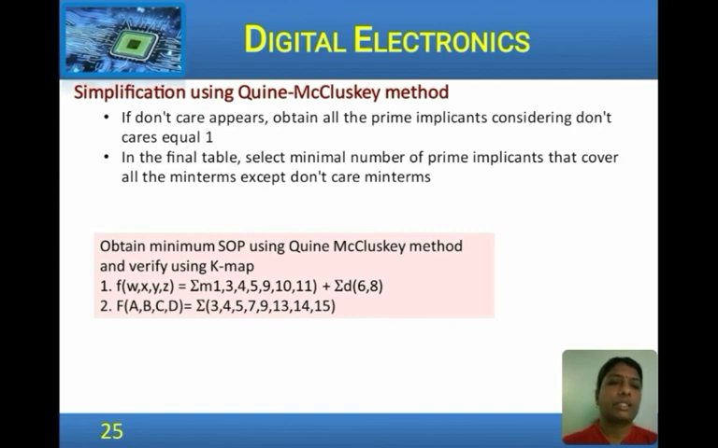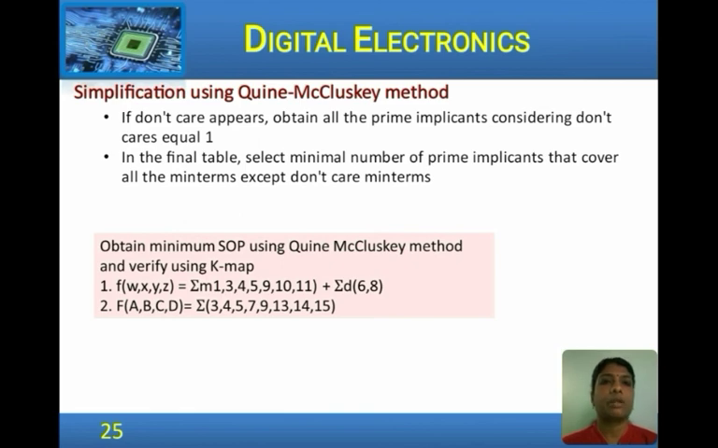Similarly, if there is an expression with don't cares, use the don't cares in the tabulation to obtain the prime implicants. So once the prime implicants are obtained and then we form the table, in the table do not list the minterm of the don't care, it is not necessary. Without that you can proceed and get the solution. So pause the video, solve the problems, do the problem using Quine-McCluskey method and K-map method, compare your results and then proceed.